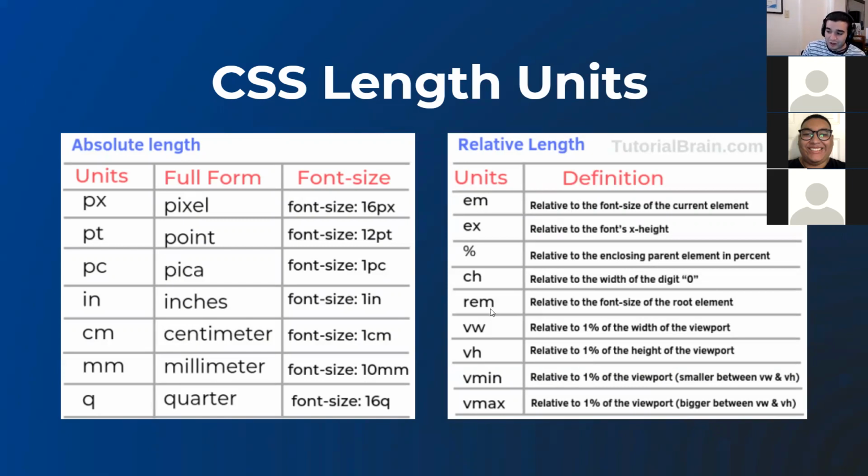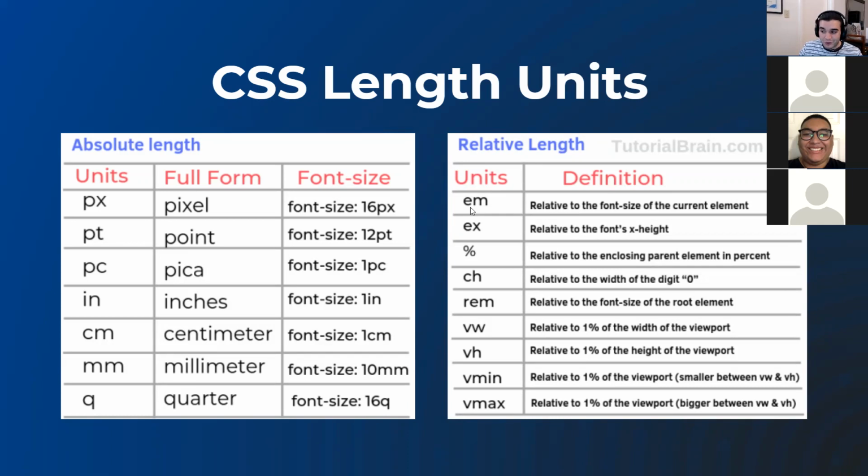There's only a few of these that are relevant. Starting with the EM. The EM is basically relative to the font size of the current element. So if I say 1 EM and the font size of my current element is 16, that means it's going to be 16 pixels. If I say 1.5 EM, that'll be 24 pixels. It's going to be 1.5 times 16.